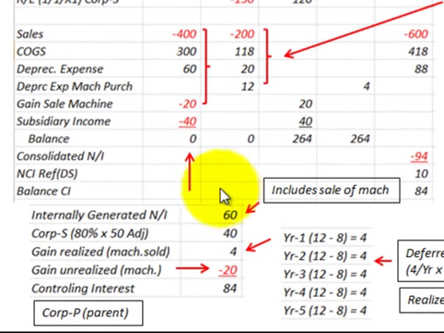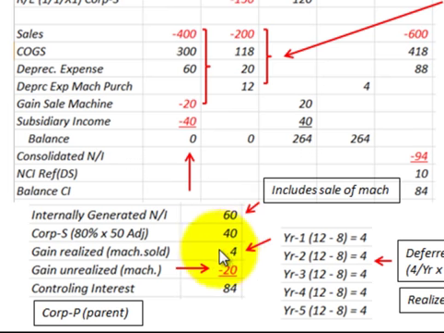But what we want to look at here is the parent corporation, and they had an internally generated income of $60,000, and then they get 80% of the subsidiary's income. That gives them $40,000 here. But what we want to look at here is the gain realized.